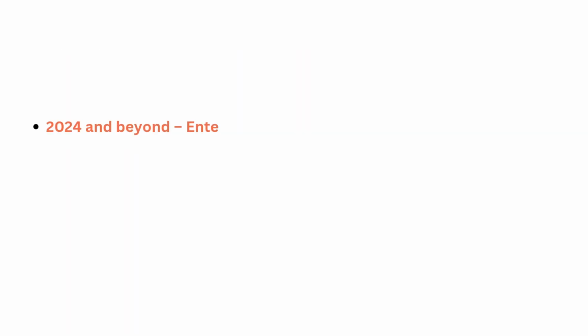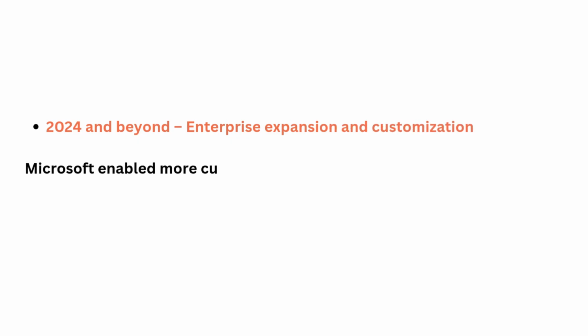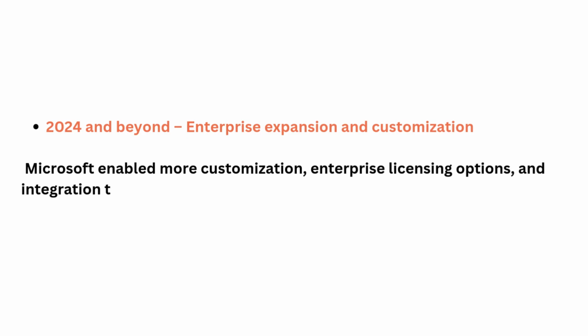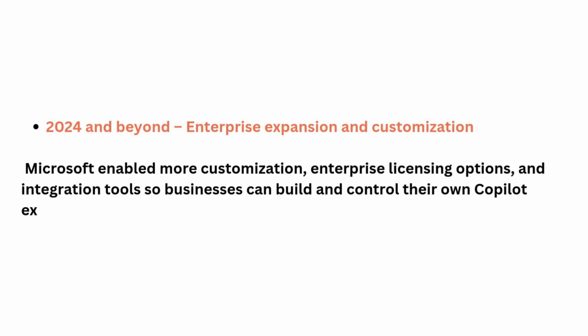Times 2024 and beyond, enterprise expansion and customization. Microsoft enabled more customization, enterprise licensing options, and integration tools so businesses can build and control their own Copilot experiences. What is it? From 2024 onwards, Microsoft made Copilot even more flexible. Companies can now customize it, integrate it with their systems, and control how their data is used.